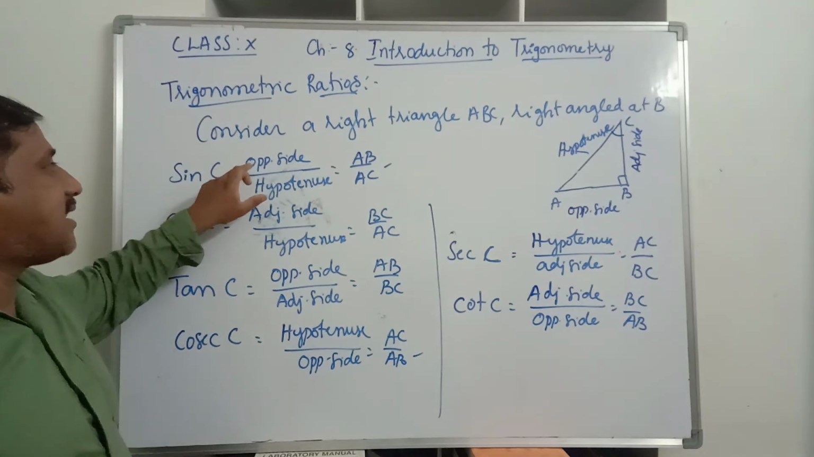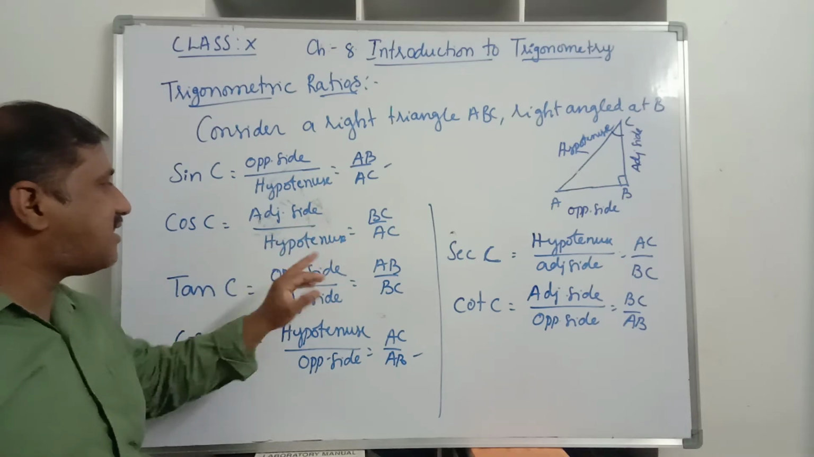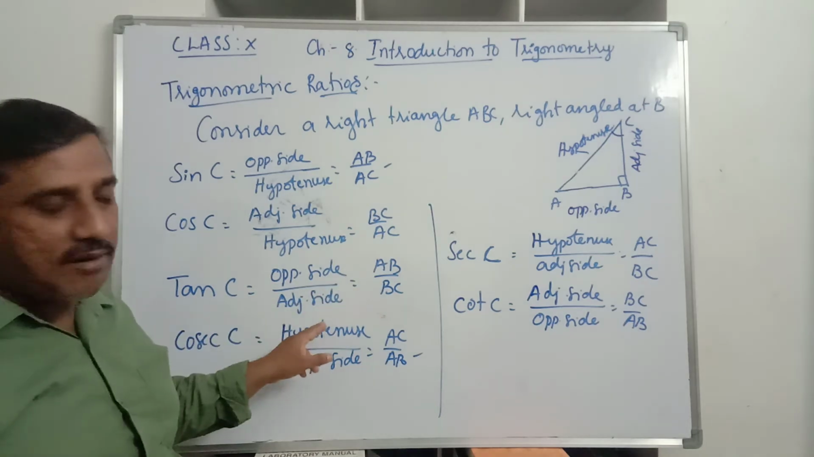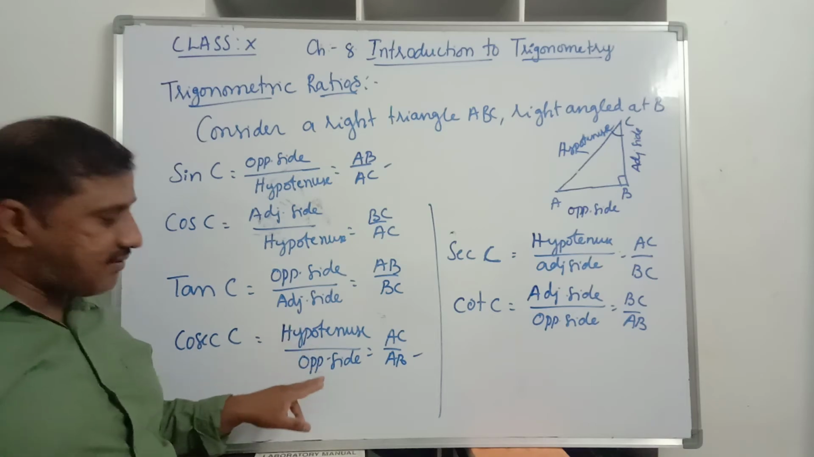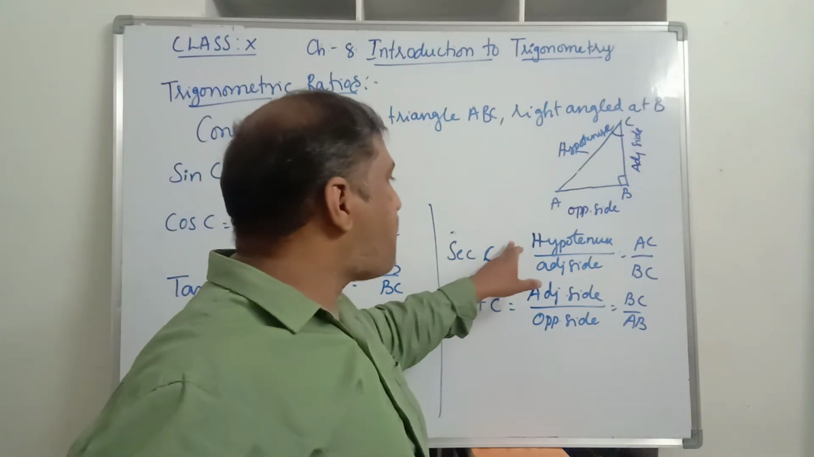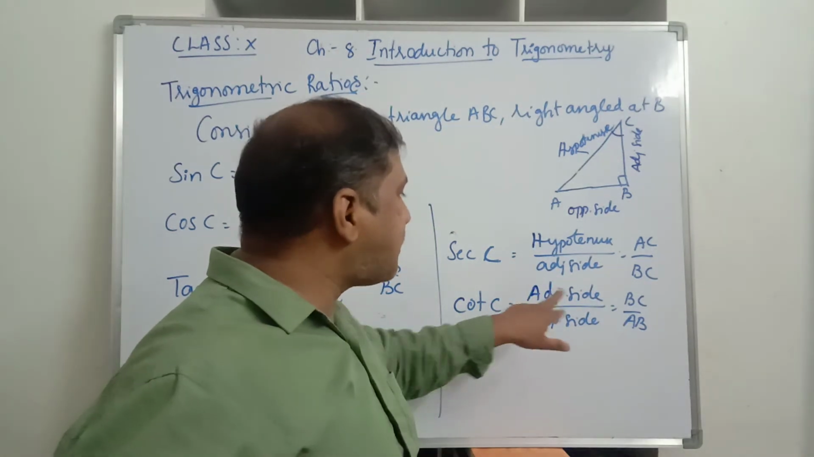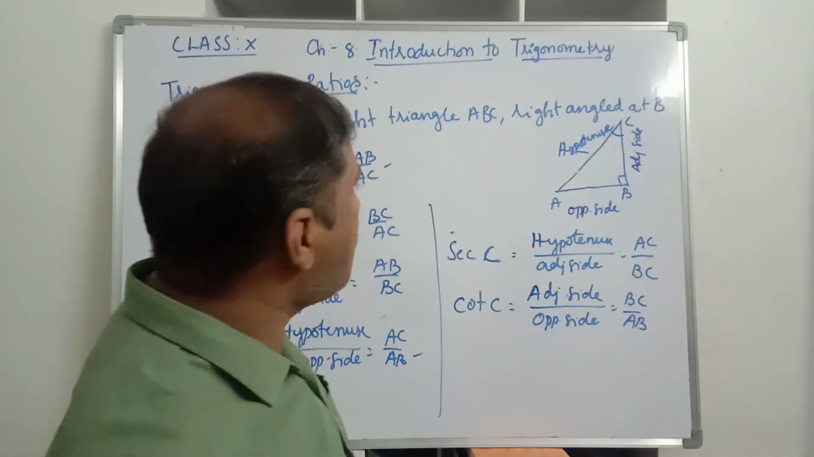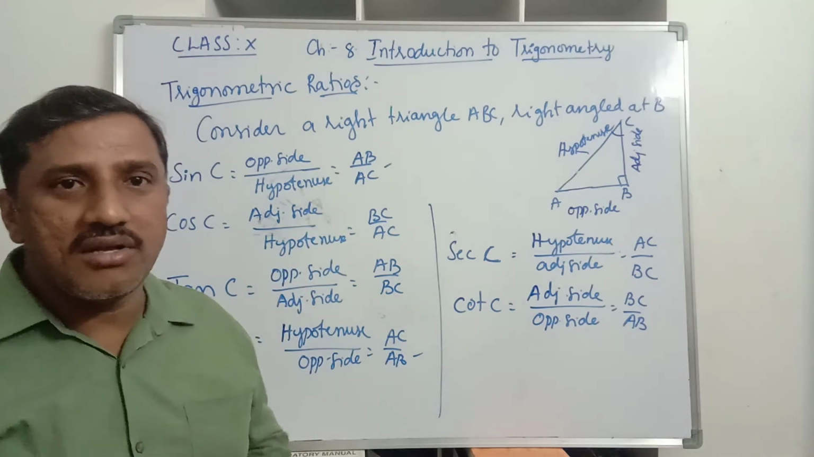Sin C is opposite side of angle C divided by hypotenuse. Cos C is adjacent side of angle C divided by hypotenuse. Tan C is opposite side of angle C divided by adjacent side of angle C. Cosec C is hypotenuse divided by opposite side of angle C. Sec C is hypotenuse divided by adjacent side of angle C. And cot C is adjacent side of angle C divided by opposite side of angle C. These are the 6 ratios for angle C, and for angle A we have studied.